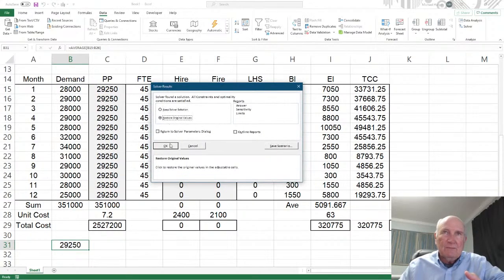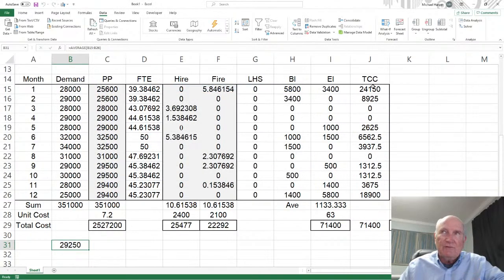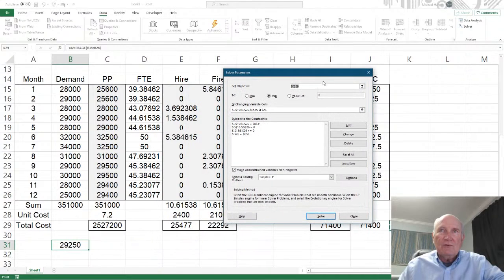Okay, let me see if this restores. Yep, it restores all values. Now what about chase demand? Okay, go back to Solver. Well, Solver, let's come back to this right here, where we had B31. Where's B31? Right here. Okay, and let's delete that.